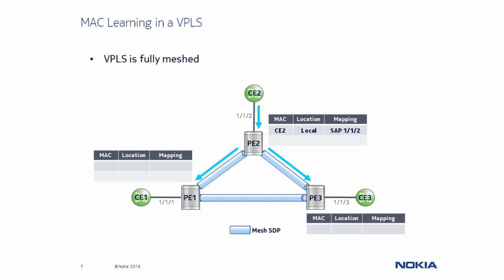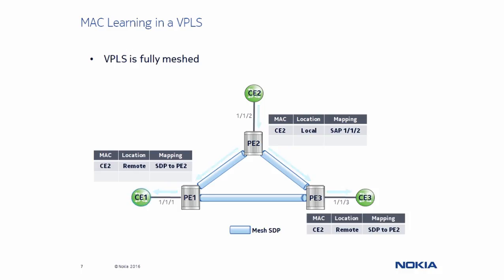PE1 and PE3 both receive the frame and learn that the location of CE2 is on the SDP to PE2. This, of course, leads to PE1 and PE3 updating their FDBs with CE2's MAC address. Since at this point the destination address of CE1 is unknown to PE1 and PE3, they both flood the frame out their local SAPs, where it finally arrives successfully at CE1.